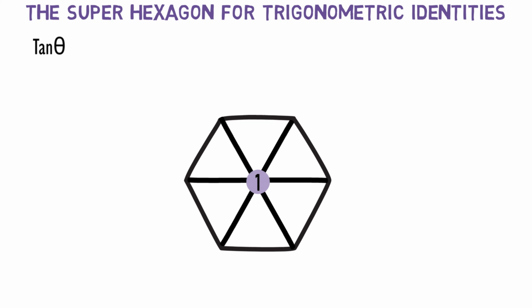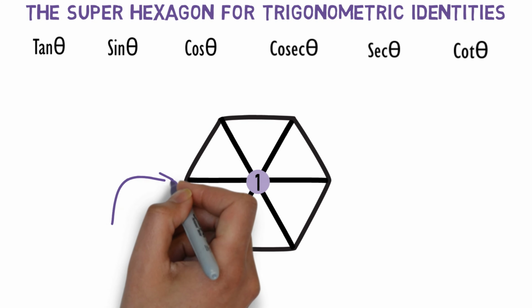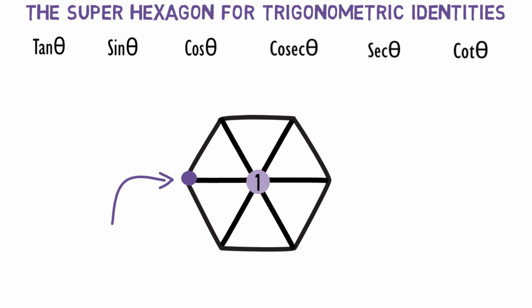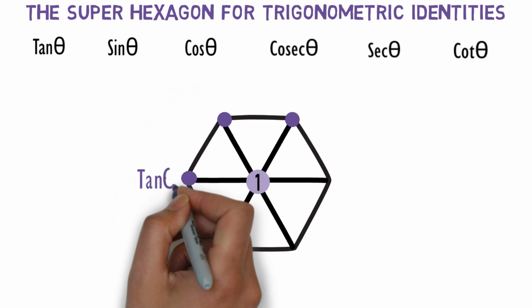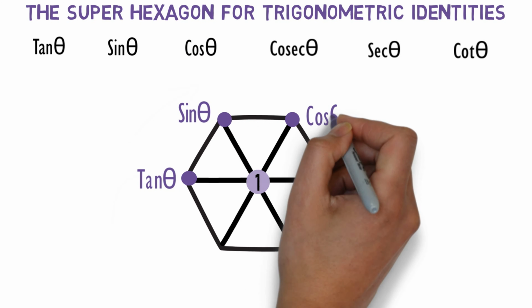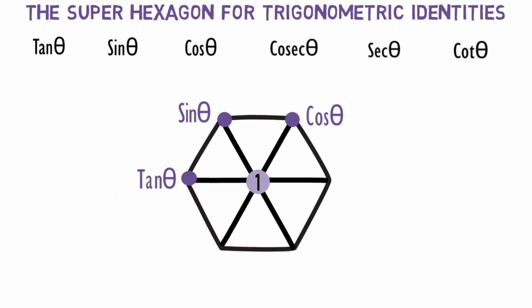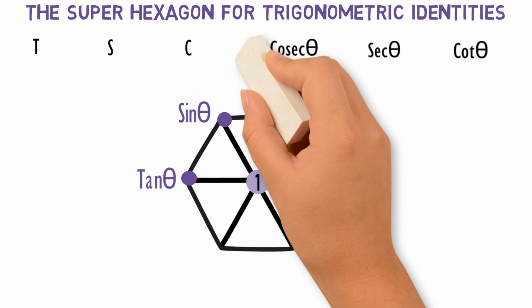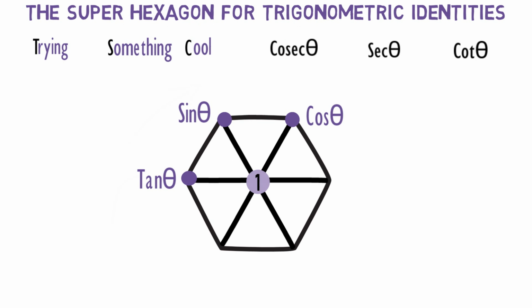Now let us start placing the functions. Pay attention because there is a certain way to arrange these identities on the hexagon. We start from this point and label in the clockwise direction. Tan, sine, and cos. A good way to remember this order is the mnemonic, trying something cool.